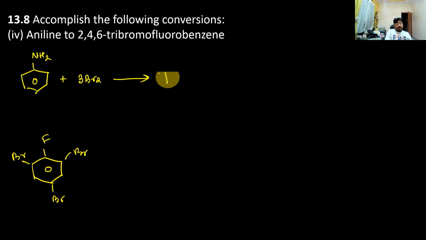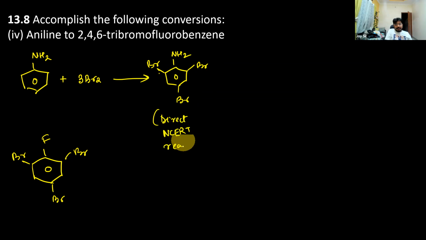Aniline will become NH2 with bromine, bromine, bromine. This is a direct reaction from your NCERT. Direct halogenation reaction. So it is tribromination. Three bromine atoms substitute. It is completely different from monobromination, because NH2 is a great activator of the benzene ring. So it will result. Now I have to convert it.